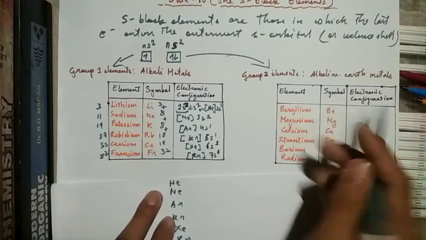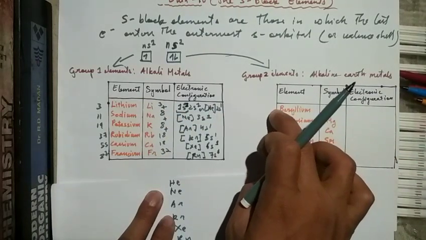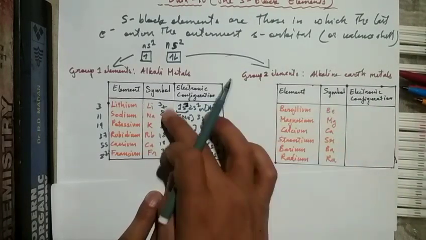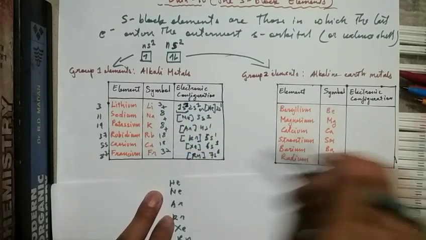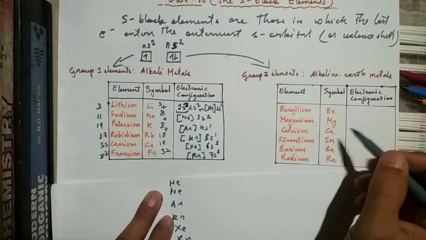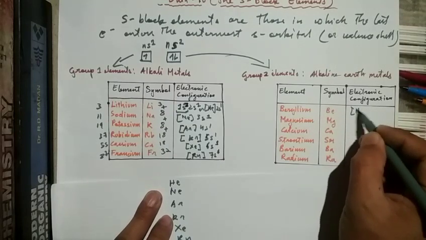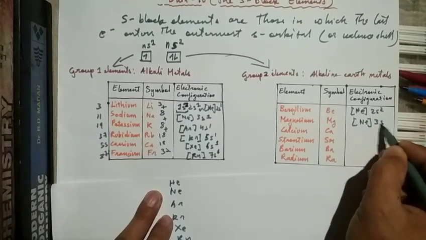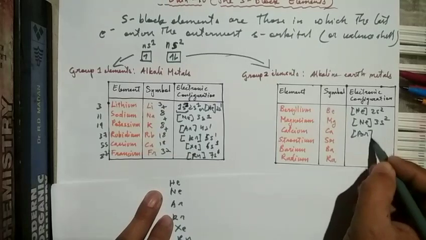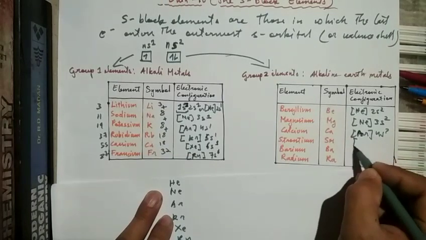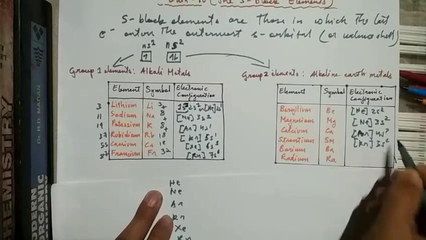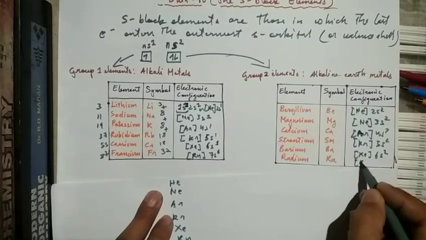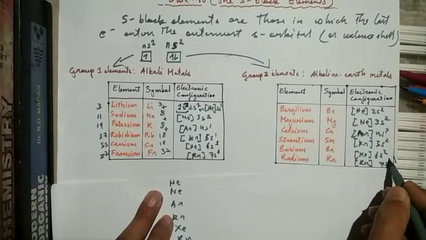Similarly for group 2, if you know the atomic number of beryllium, you can add 8 to it, following the same steps, and write the electronic configurations. So for this one, helium 2s2, and then directly neon 3s2, argon 4s2, krypton 5s2, xenon 6s2, radon 7s2.